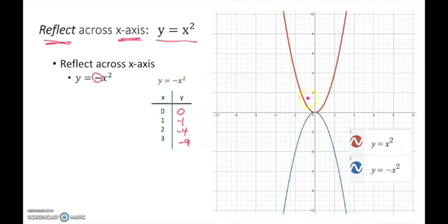So compared to the parent graph of y is equal to x squared, y is equal to negative x squared has points at 0, 0, 1, negative 1, 2, negative 4, and 3, negative 9. Okay? And this is basically the same exact graph as y is equal to x squared, just reflected across this x-axis.